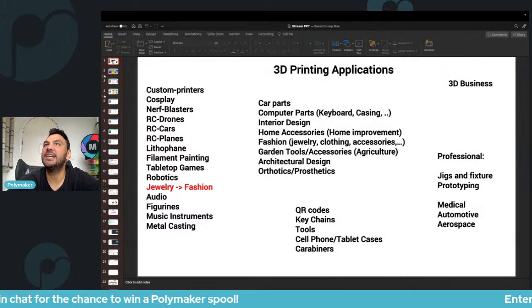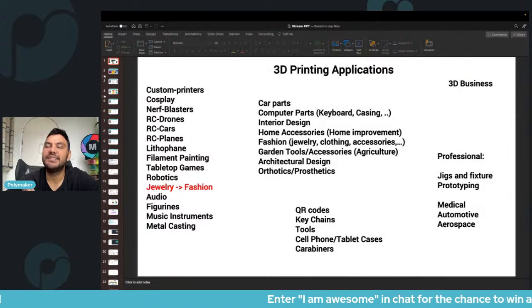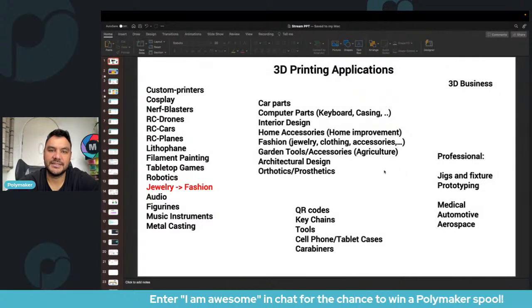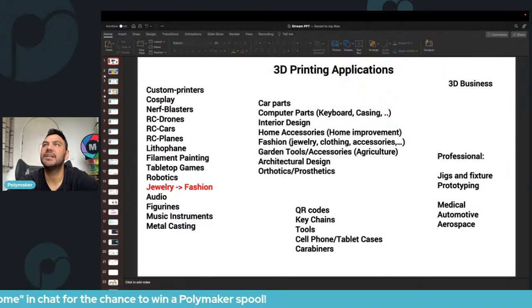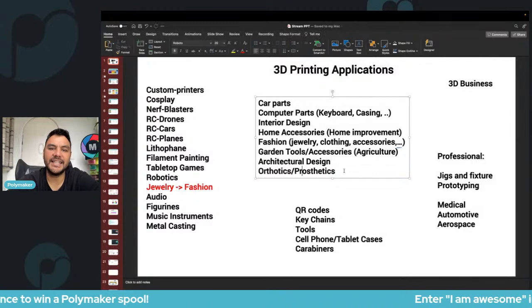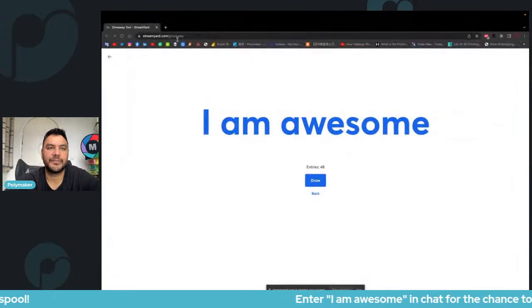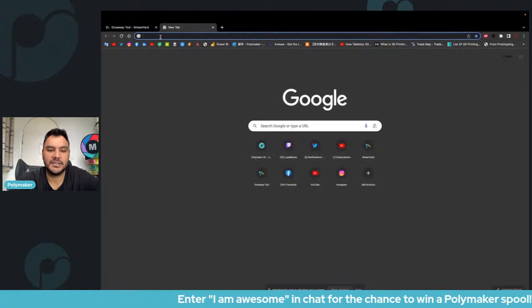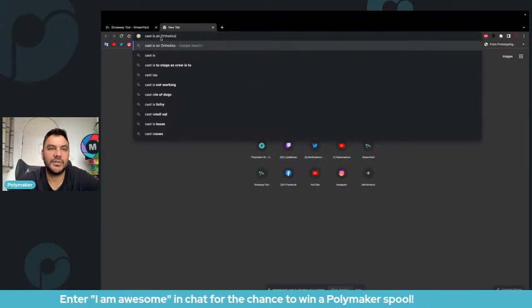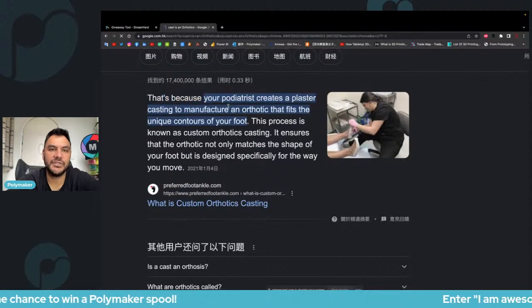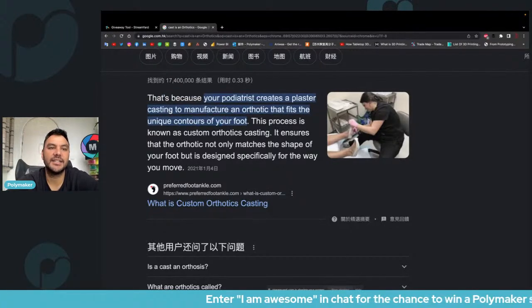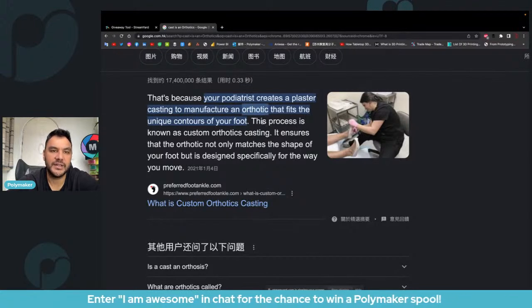Finger splint cast, hooks, and daily living device, medical. Daily living device, yeah, that's a broad thing. And I don't know what finger splint cast means. Is cast an orthotic? I think cast is an orthotic. That's because you create a plaster cast and manufacture an orthotic that fits the unique contour of your foot. Yeah. So cast is an orthotic.